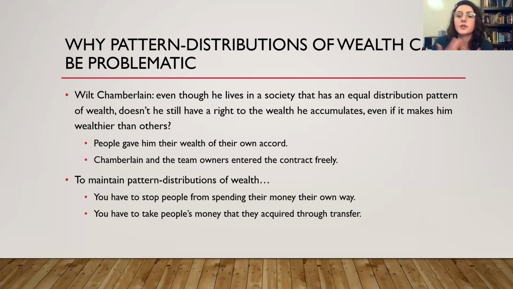They spent their wealth on coming to see him play. And so it seems like he has this right to that money. And what Nozick points out is that if you're going to maintain a pattern distribution of wealth, you have to stop people from spending the money their own way, and you have to take people's money that they acquired through honest transfer. So basically, the government or whoever's overseeing this distribution, they have to interrupt the freedom of movement of money. So basically, people can't spend their money in their own way, and they can't keep their possessions in the ways that they desire to keep them.